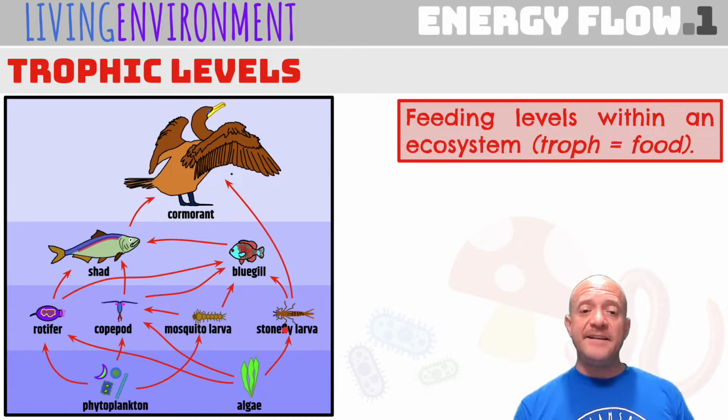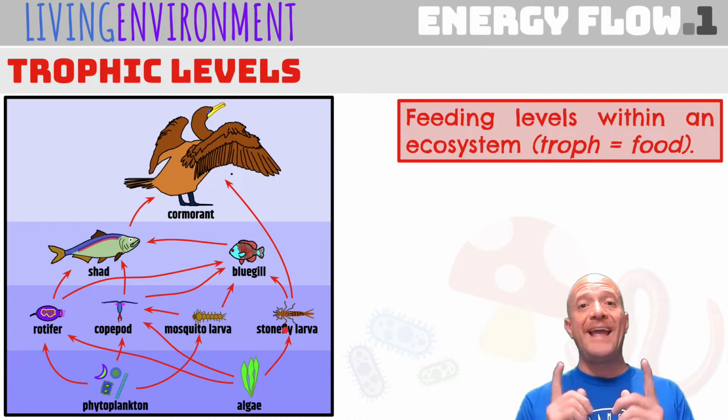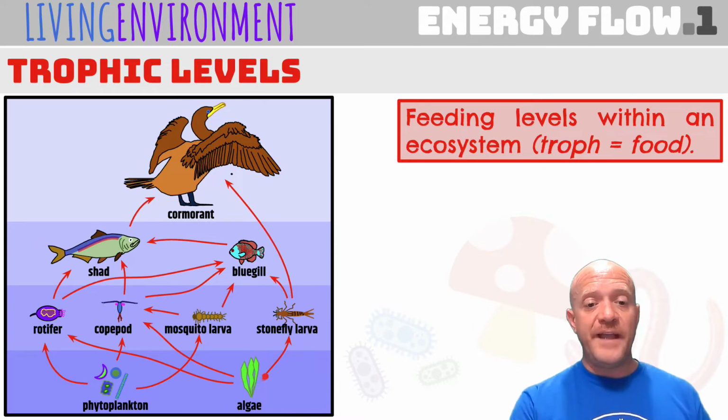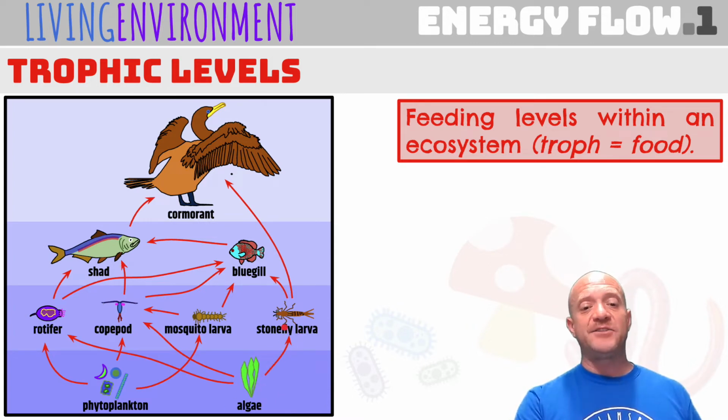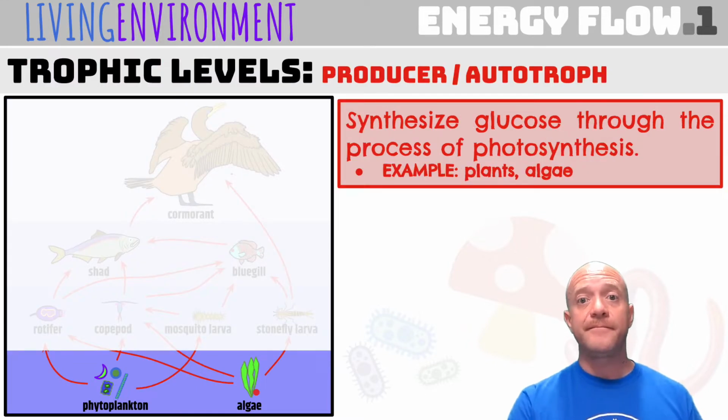And when you connect these trophic levels or the different organisms, you use an arrow. And this is important. The arrows are showing energy flow. So the algae is giving its energy to the stonefly larva. The stonefly larva is consuming the algae.